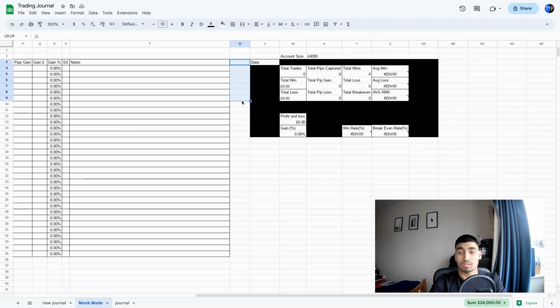So let me know if you have anything different. But yeah, this is the new template I'm going to start running from essentially today.